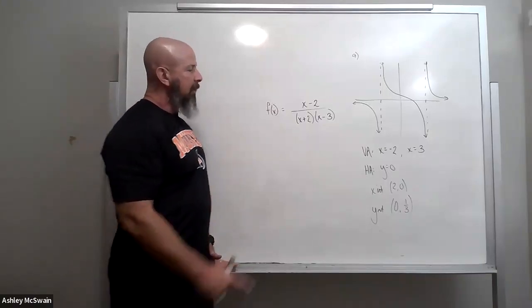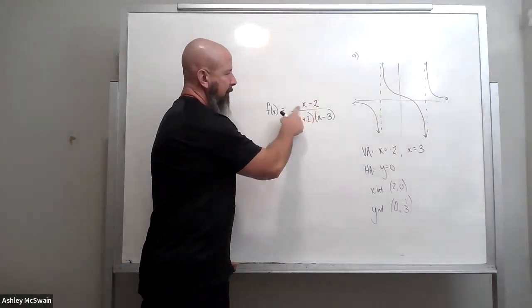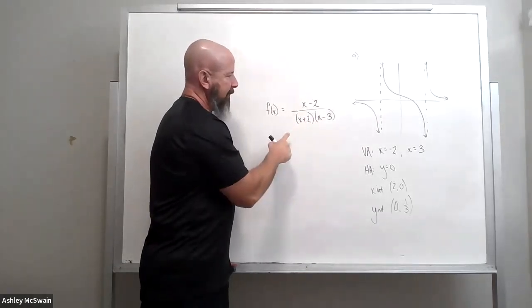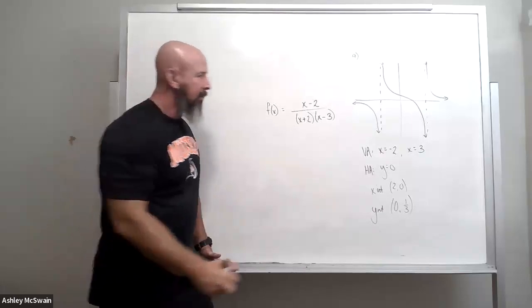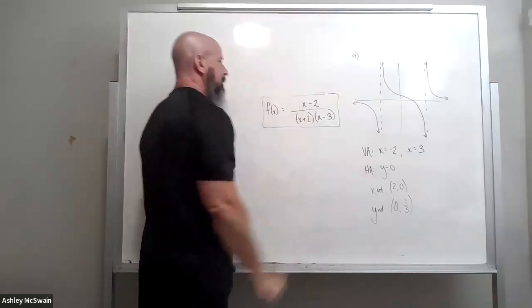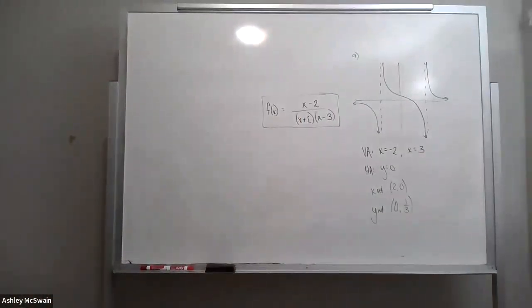Alright, so let's see what happens if I put 0 in for x though. I would have -2 up top in the numerator. I would have 2 times -3 is -6. Hey, -2 over -6 is 1/3. There is an equation of that graph, a rational equation of that particular sketch.